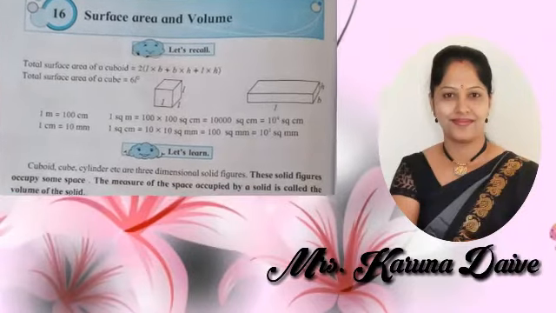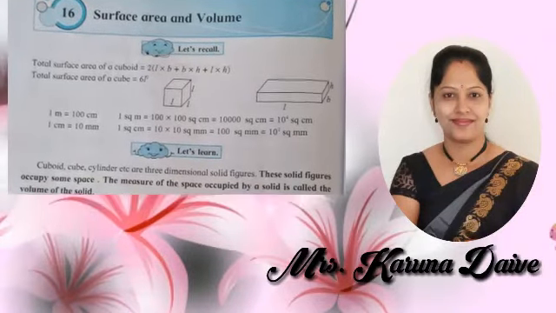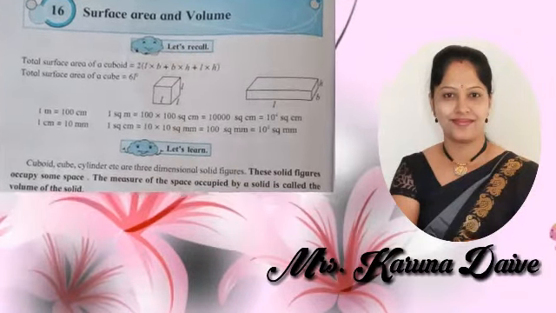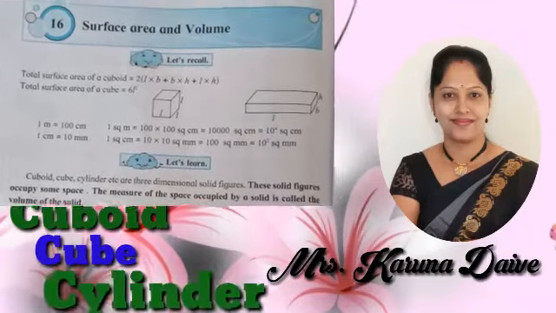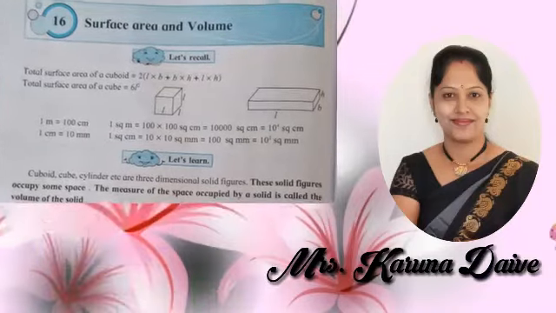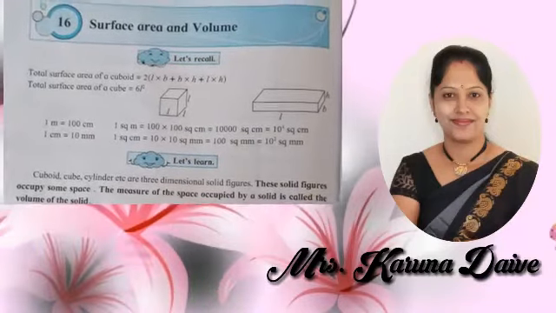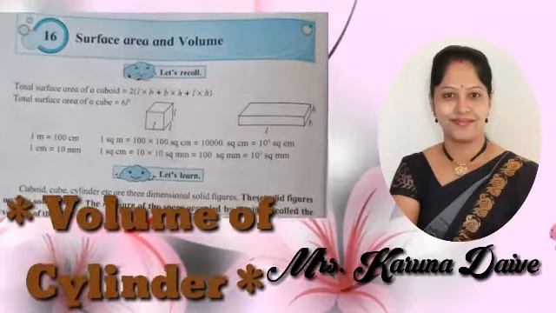Friends, in our last lecture, we have already started our unit number 16, that was surface area and volume. In that, we have learned about cuboid, cube, and cylinder. But today, it is time to go ahead and learn about the volume of a cylinder. So students, today we are going to see one more new concept, that is volume of cylinder.